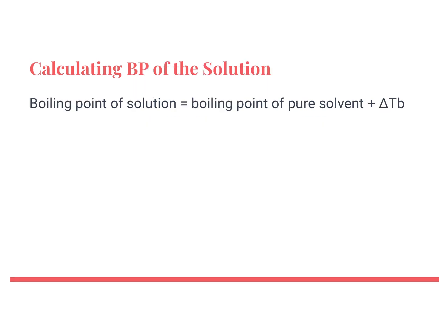Sometimes you're asked just to calculate the boiling point elevation, so how much it changes. Other times you're asked to find the total new boiling point. To get the new boiling point, you take the boiling point of the pure solvent, and since it's elevation, it's going up, so you add whatever that change in the boiling point is.